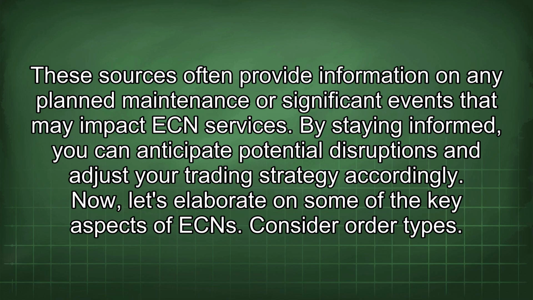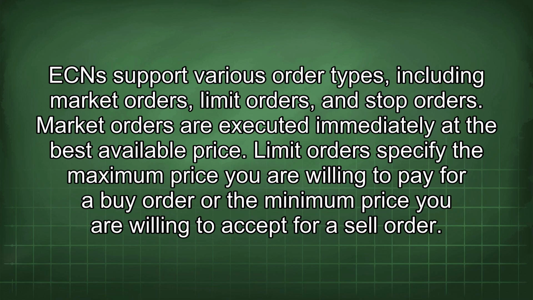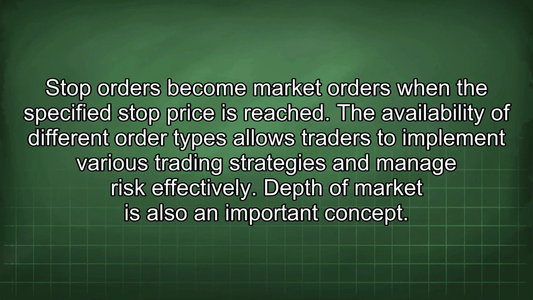Now, let's elaborate on some of the key aspects of ECNs. Consider order types. ECNs support various order types, including market orders, limit orders, and stop orders. Market orders are executed immediately at the best available price. Limit orders specify the maximum price you are willing to pay for a buy order or the minimum price you are willing to accept for a sell order. Stop orders become market orders when the specified stop price is reached. The availability of different order types allows traders to implement various trading strategies and manage risk effectively.